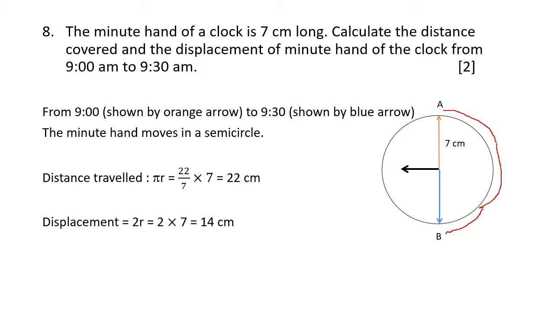Now what was the initial position? The initial position at 9 o'clock was A, the minute hand was at A. At 9:30, the minute hand is at B. So the shortest distance between A and B is the diameter. The diameter is 2r. The r is 7, that is the length of the minute hand. So 2 into 7 equal to 14 centimeter.